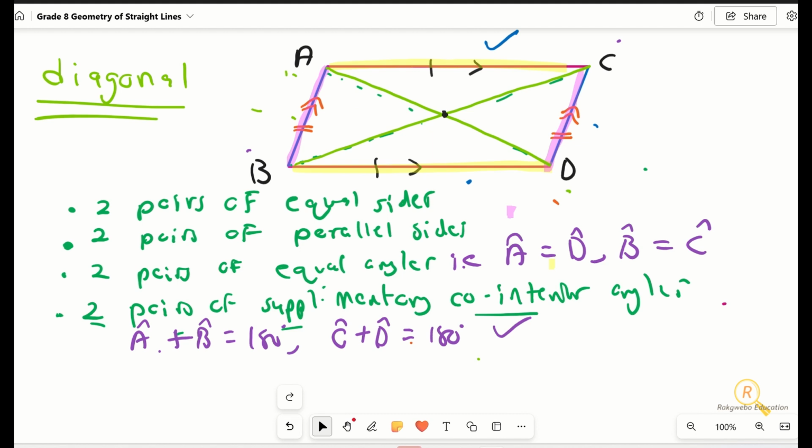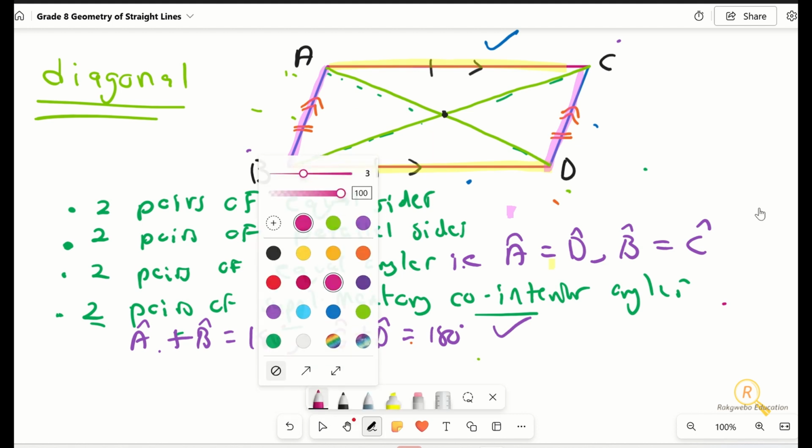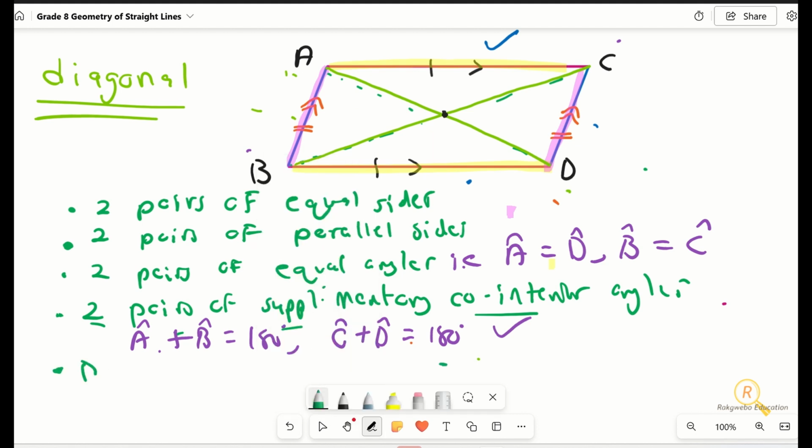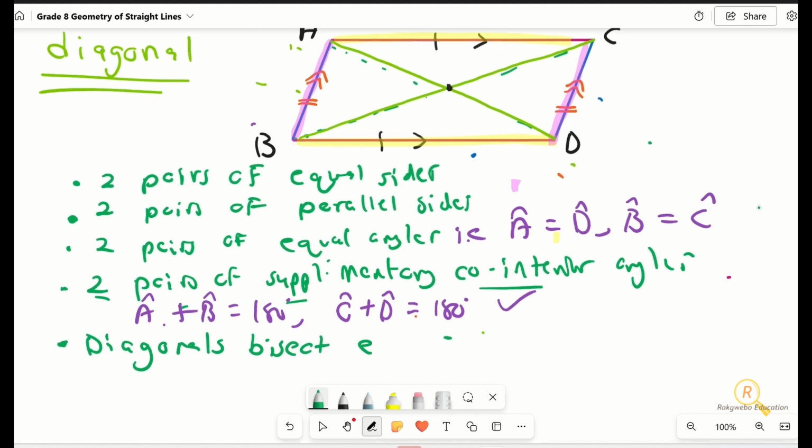So we're going to write this at the end there. Diagonals bisect each other. Bisect means cut into two equal halves.